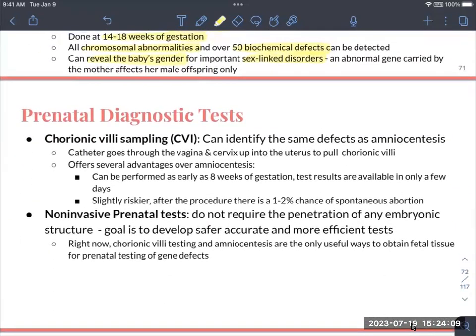Chorionic villi sampling, CVS. It can detect the same defects as amniocentesis. They send up a catheter through the vagina, through the cervix, into the uterus, and they pull some of the chorionic villi. It can be performed as early as 8 weeks. It's more risky because it can cause a spontaneous abortion.